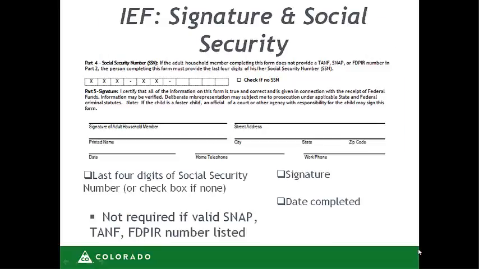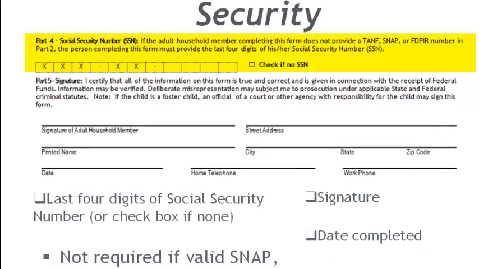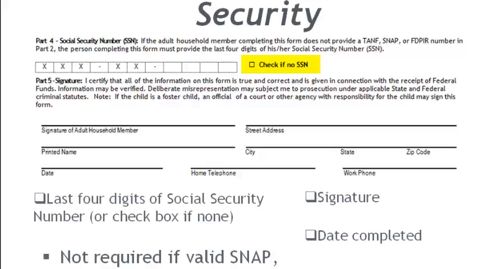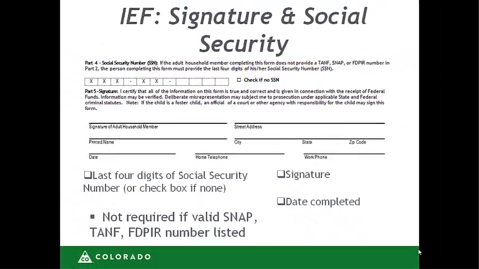Part 4, Social Security Number. Parents or guardians completing the IEFs must provide the last 4 digits of their Social Security number. If the parent or guardian completing the form does not have a Social Security number, then he or she can mark the box indicating the absence of a Social Security number. Part 4 does not need completion if all valid information was provided in Part 2, Assistance Programs.